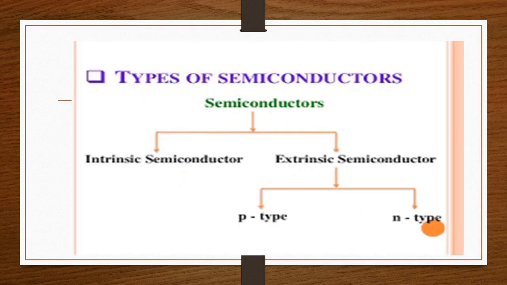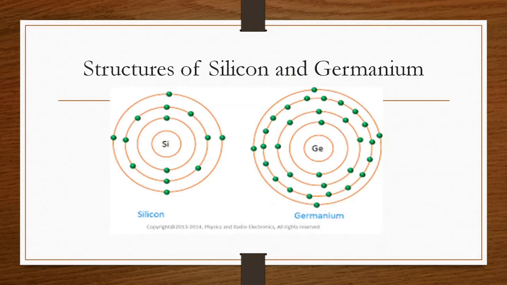Types of semiconductors. There are two types of semiconductors. One is intrinsic semiconductors and the other is extrinsic semiconductors. Intrinsic semiconductor is the purest form of semiconductor. In an extrinsic semiconductor, a small amount of impurity is added to the intrinsic semiconductor. Depending upon the type of impurity added to the intrinsic semiconductor, the extrinsic semiconductor is further divided into P-type semiconductor and N-type semiconductor. The best examples of intrinsic semiconductors are silicon and germanium.